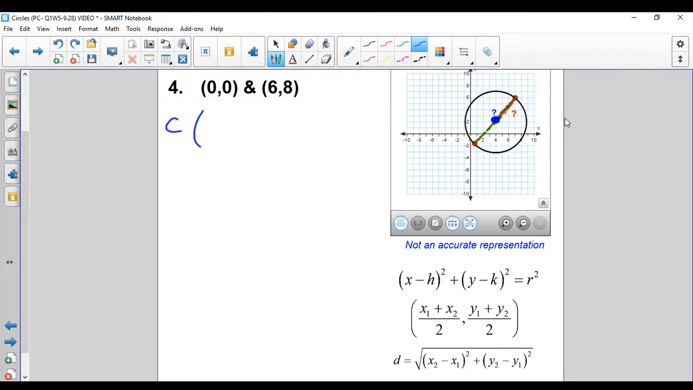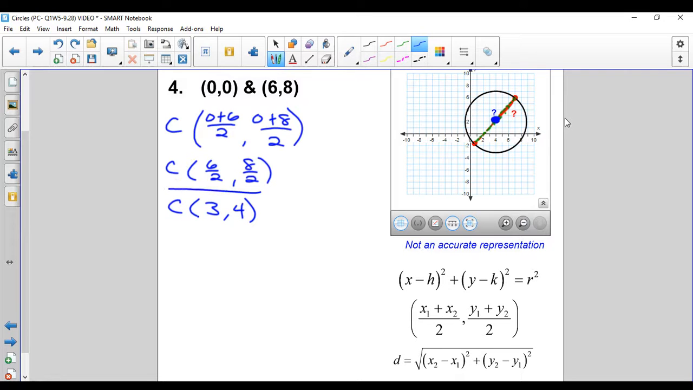So we have average of the x's, 0 plus 6 divided by 2, 0 plus 8 divided by 2, average of the y's. Show all my work here. You guys show what you need to. The center of my circle is 3, 4. I need that. So I know my center now. That checks out.